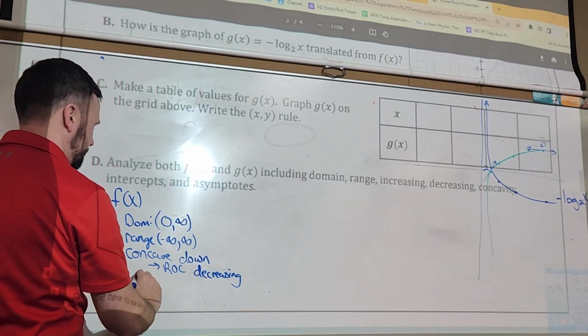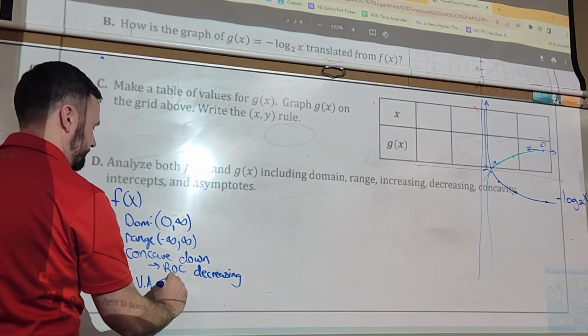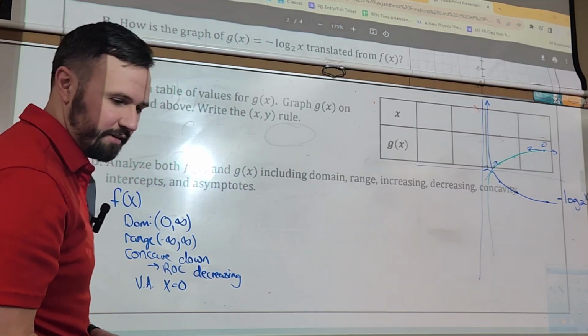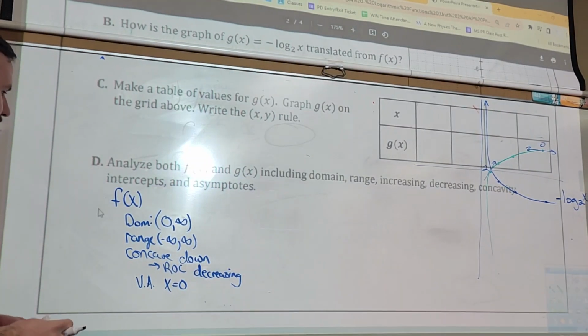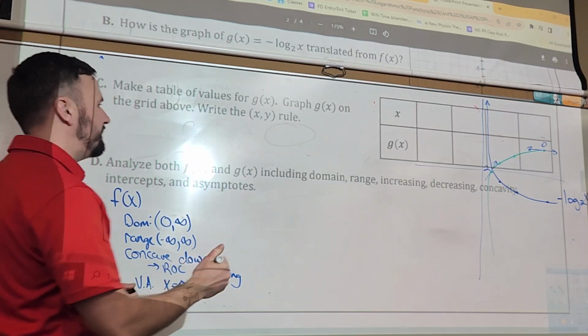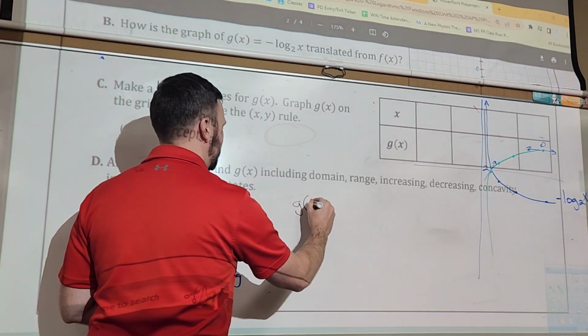And do I have a vertical asymptote? Yeah, x equals 0. Yep, that's your basic one. We didn't shift it, right? All right. What about my g of x? How are they the same? How are they different?